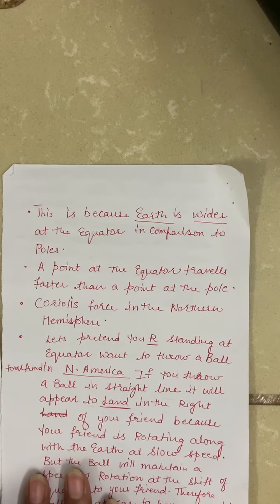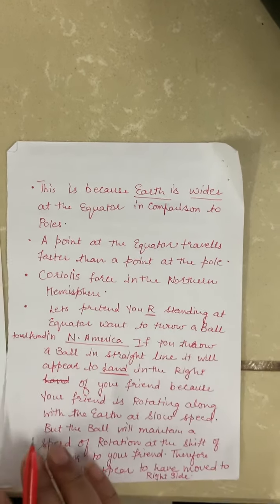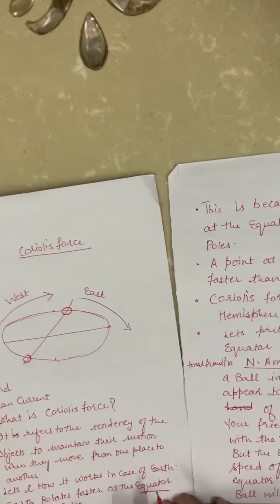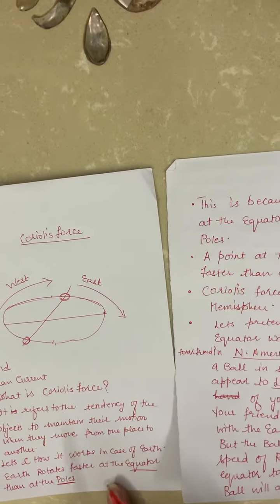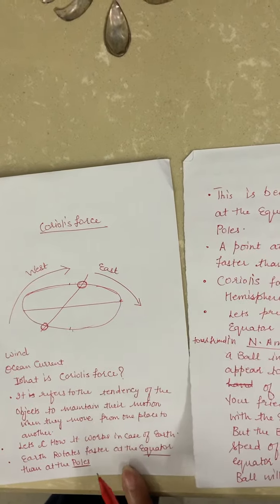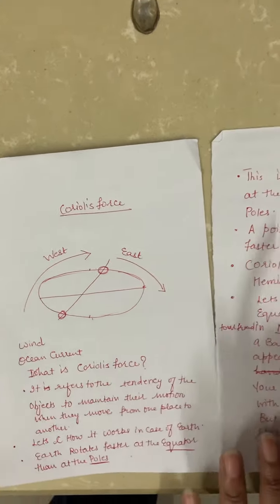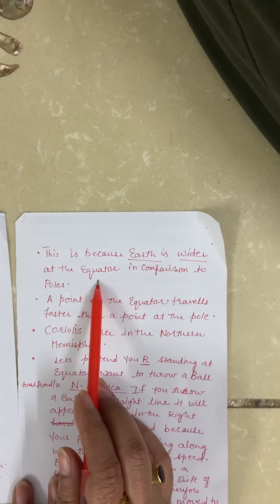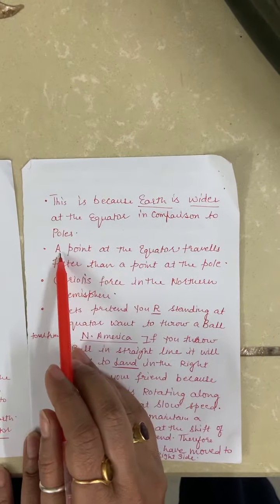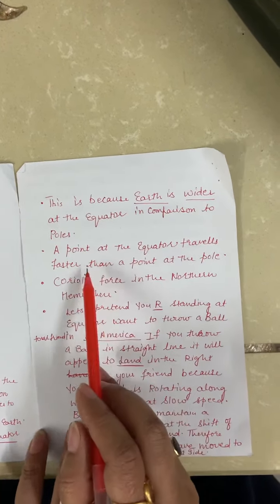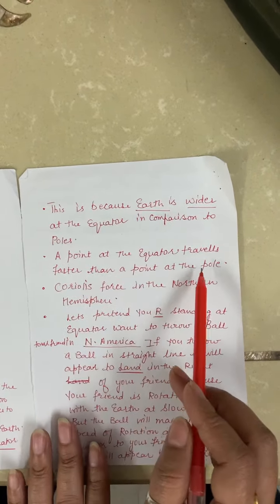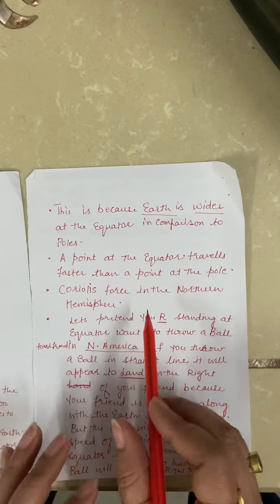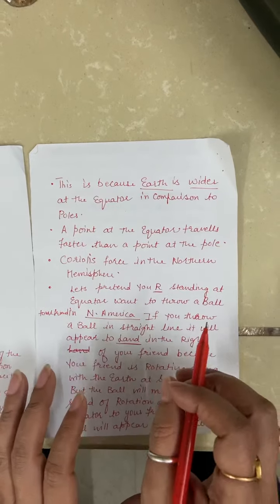Coriolis force in the northern hemisphere. Understood the concept? That means Earth rotates from west to east, and it always rotates faster at the equator than the poles. Why is it so? Because it is wider at the equator in comparison to poles. Then it says a point at the equator travels faster than the point at the poles. That means whatever object we have at the equator will travel faster as compared to the pole.